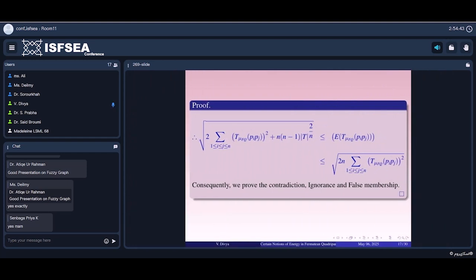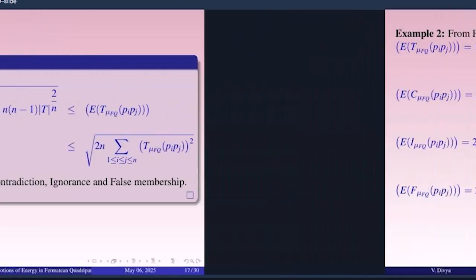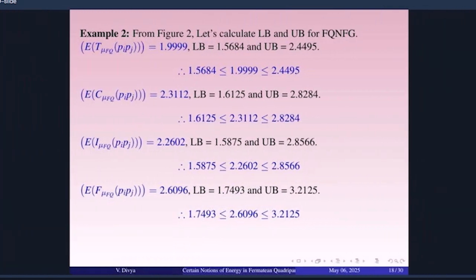So this is the upper bound. The left hand side gives the upper bound and the right hand side gives the lower bound. In between we have the energy value. The energy lies between the upper bound and lower bound. Similarly, we can find it for contradiction, ignorance and false membership. So using this theorem, I have found the upper bound and lower bound for my graph. So these are the values.